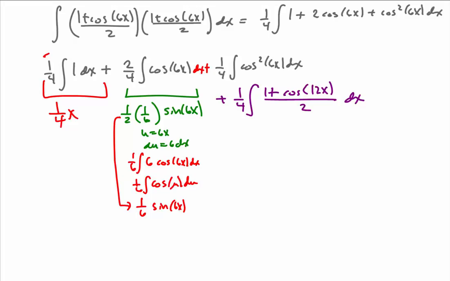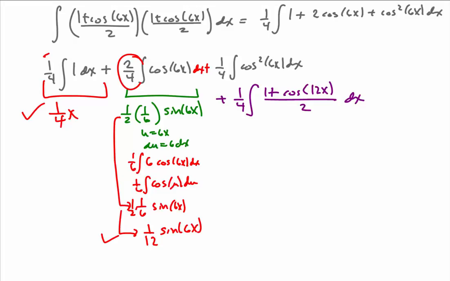Now over here, the half out front came from right here, if you're stuck there. So including that, that would leave us with 1/12 sine of 6x. So if I'm keeping track, these are my first two.